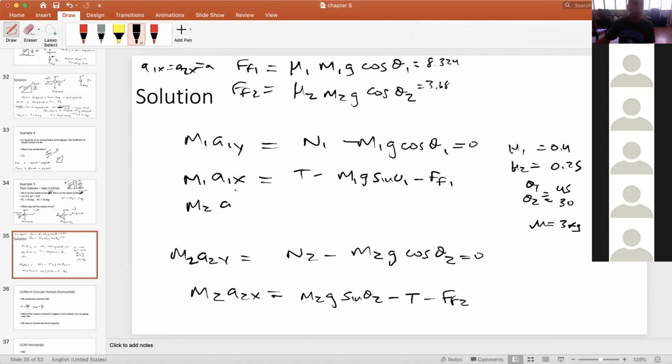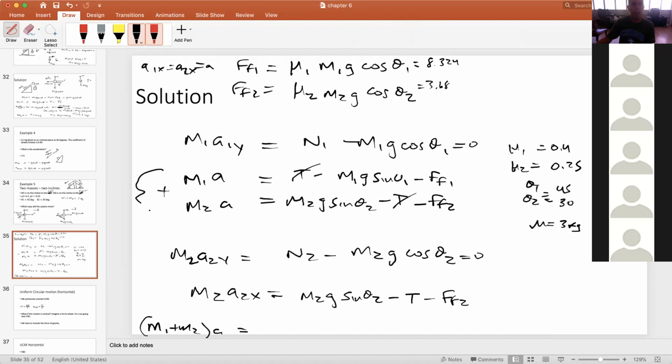Let's write this as A and write that one up above it, M2G sine theta 2 minus T minus force of friction 2. T goes away, and I'm left with M1 plus M2 times A is equal, I'm adding these two, to M2G sine theta 2 minus M1G sine theta 1 minus force of friction 1 minus force of friction 2. I know those are 12. These two are minus 12.